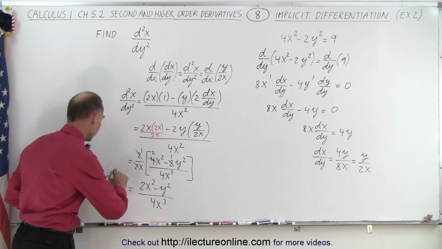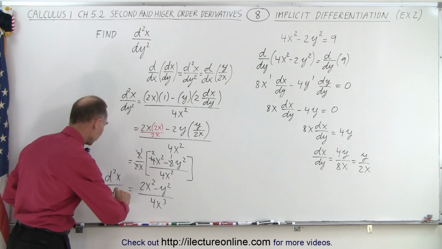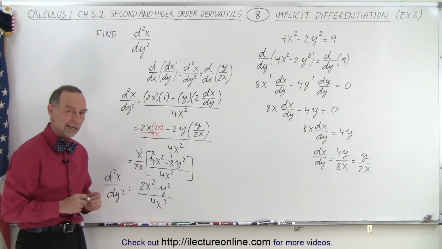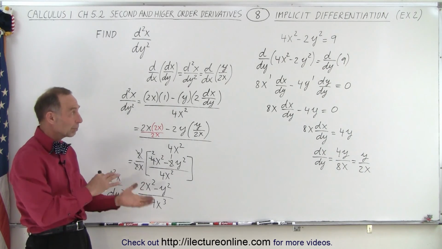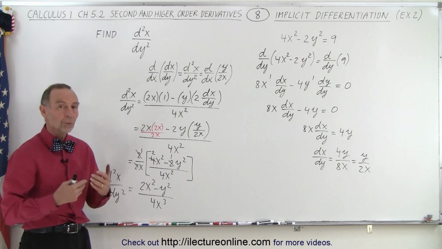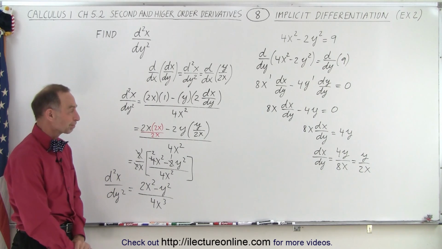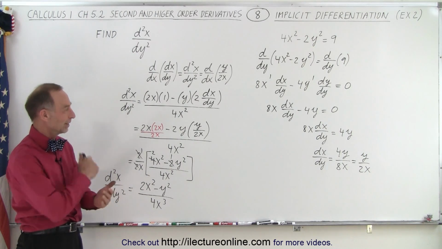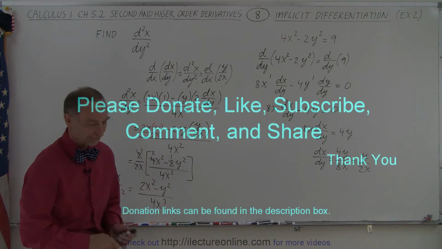So we have the second derivative of x with respect to y is equal to that. And now you've seen how we take implicit differentiation with respect to two different variables. And that's how it is done.